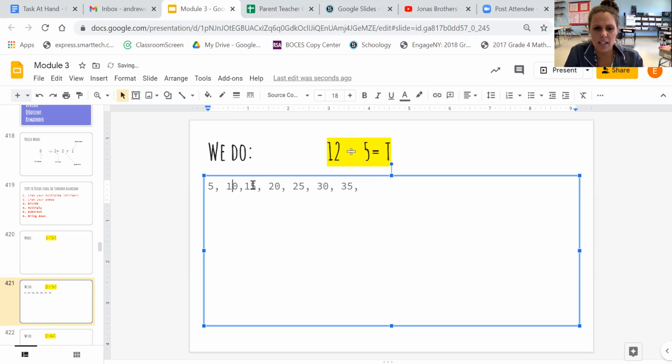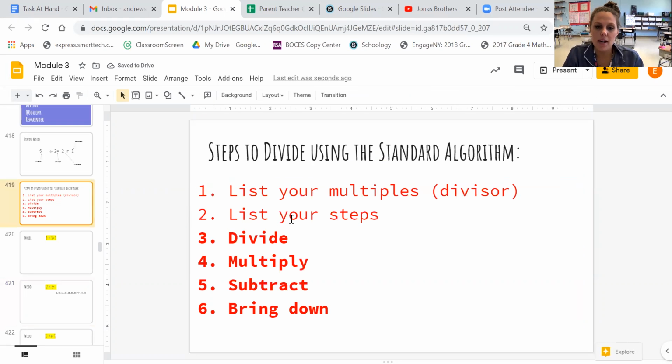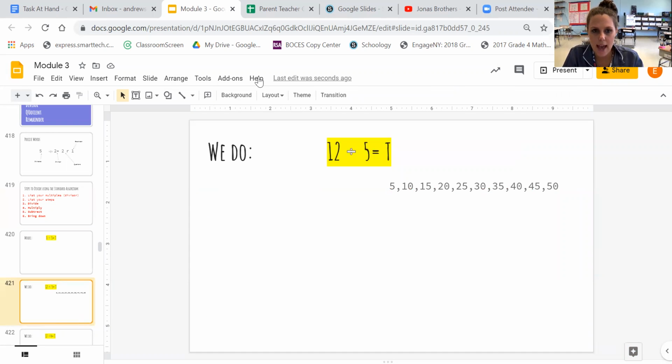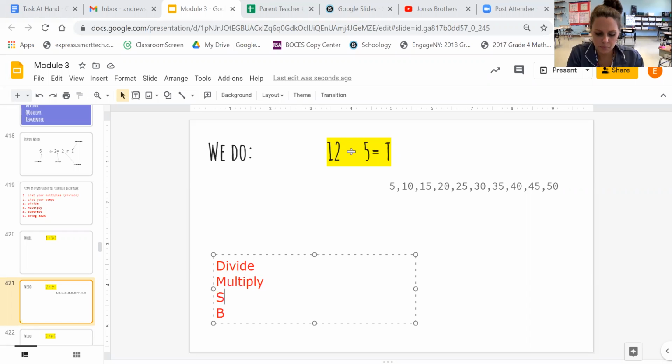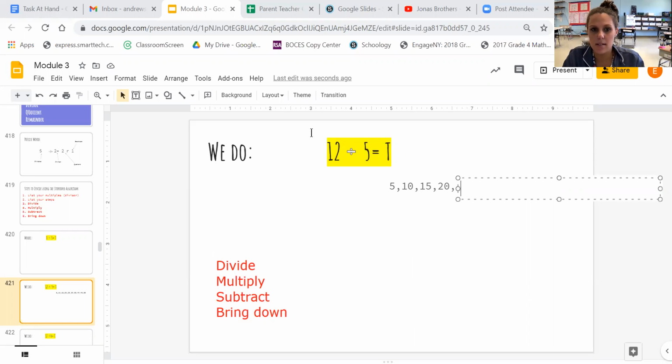I shouldn't put spaces in between because then it takes up too much room. All right, so now that we've listed our multiples, our next step is to list your steps. So our steps are to divide, multiply, subtract, and bring down. If you want to write them out like this to help you, that's fine too. And if not, you can always just do, I do DMSB, up to you.